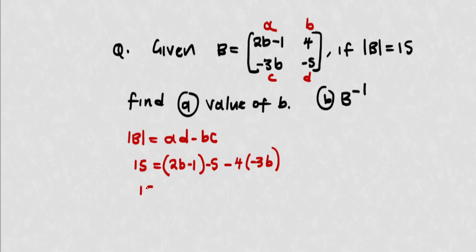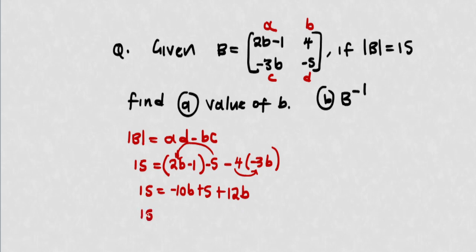So say 15 is equal to, now the negative 5 is multiplying everything inside the bracket, so it will start by multiplying 2b, so that it becomes negative 10b. Then it multiplies negative 1, so that it becomes positive 5. So here again we say negative 4 multiplied by negative 3b, so that it becomes positive 12b. From there we can group the like terms together.